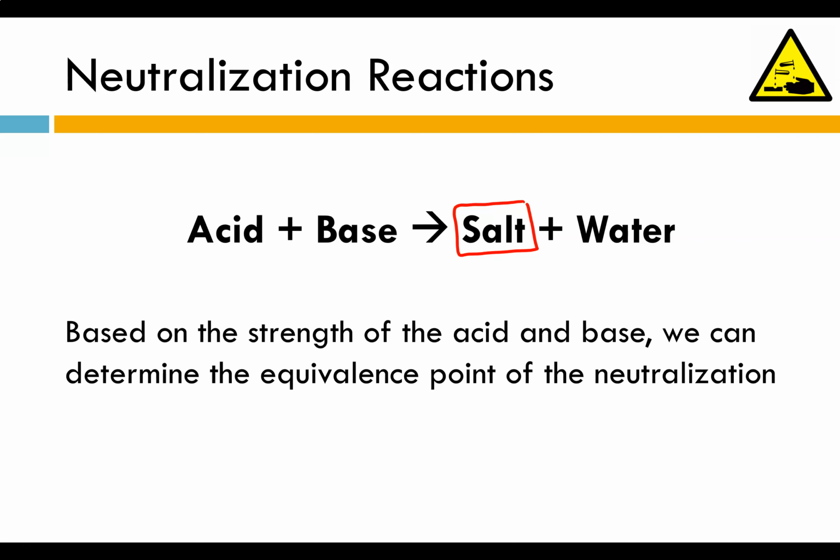We know that based on the strength of the acid and the base, we can determine the equivalence point of the neutralization. So we talked about strong plus strong yields neutral. A weak acid plus a strong base yields a basic endpoint or equivalence point, and a strong acid plus a weak base gives us an acidic equivalence point. What we want to think about today with the salt is working backwards to determine which acid and base must have reacted to form it. And that's going to be at the heart of predicting whether the salt is acidic, basic, or neutral.